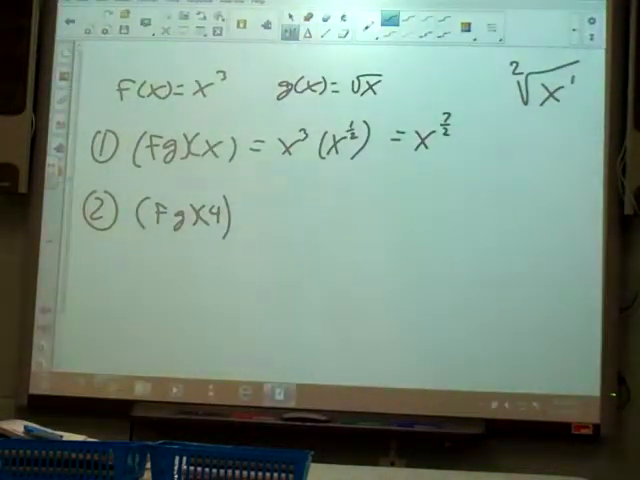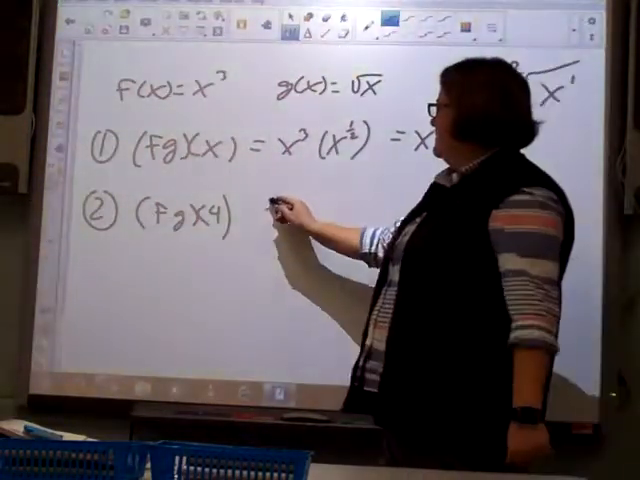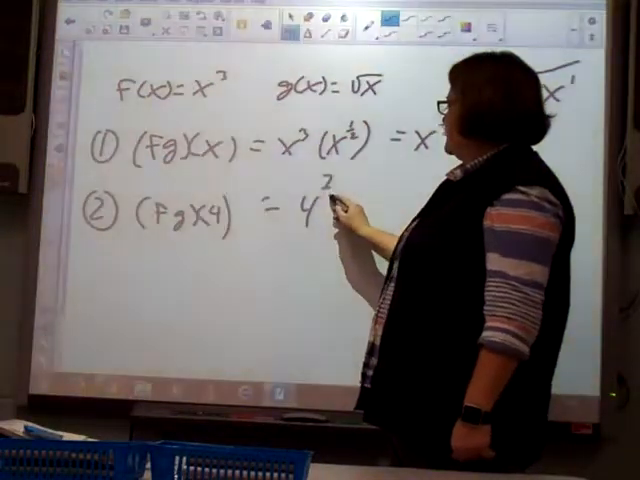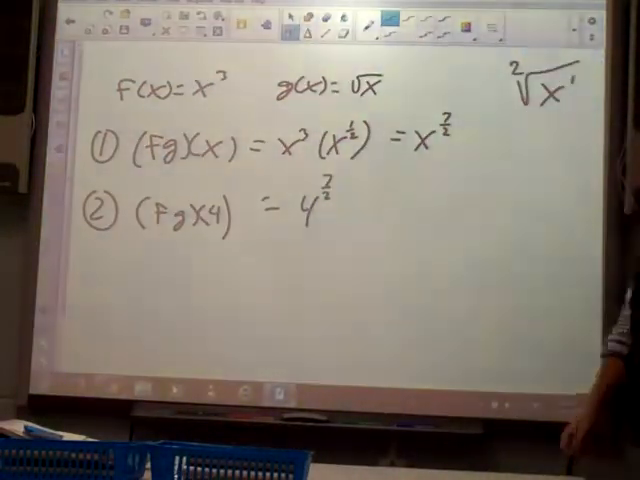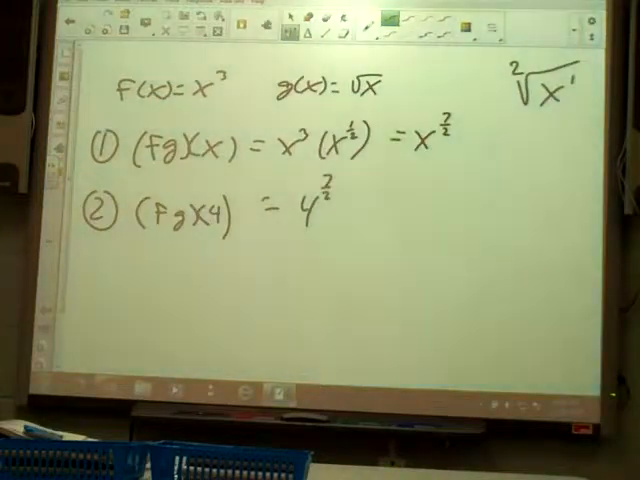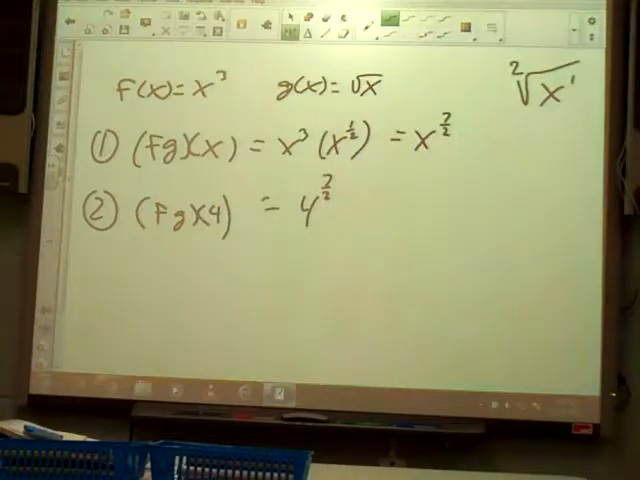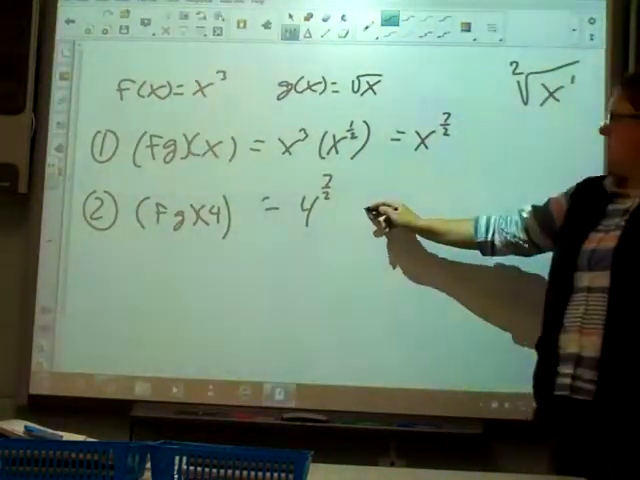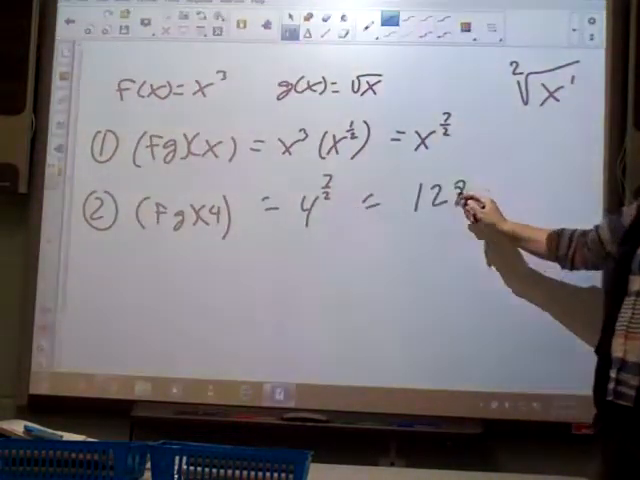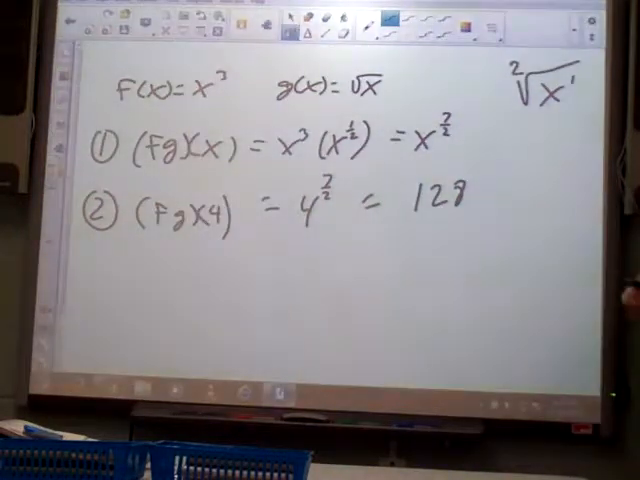Now for the second one, we do 4 to the 7 halves power. Square root of 4 is 2. Not 2 times 7. Square root of 4 is 2. 2 times 2 is 4, times 2 is 8, times 2 is 16, times 2 is 32, times 2 is 64, times 2 is 128. Does it get a plus minus? Yes.